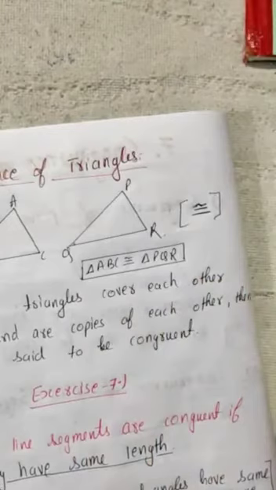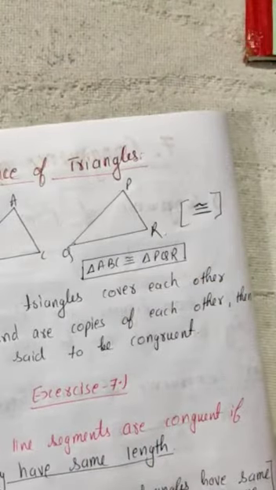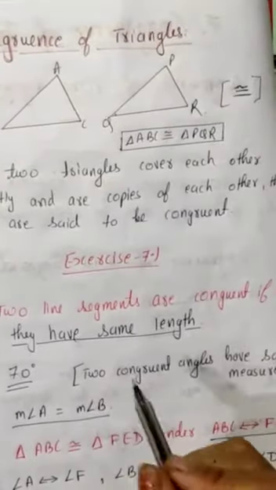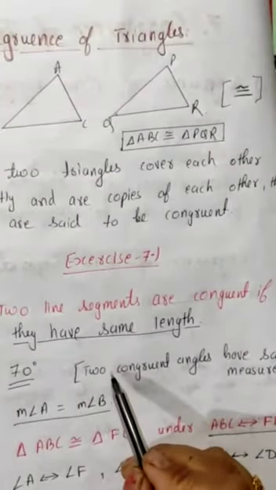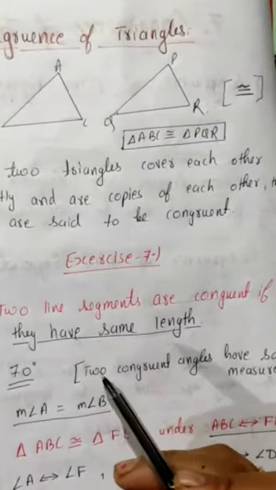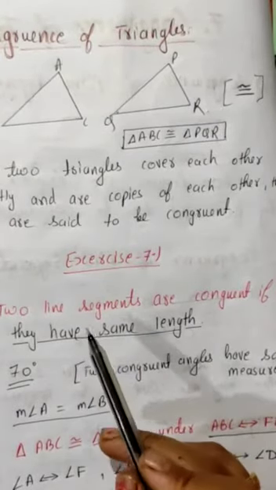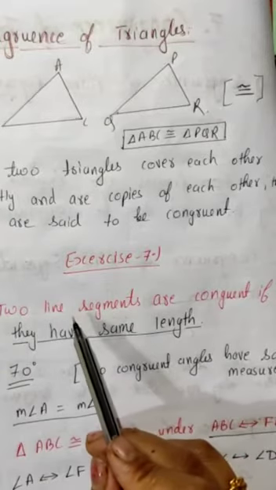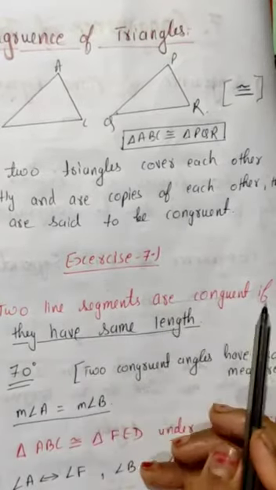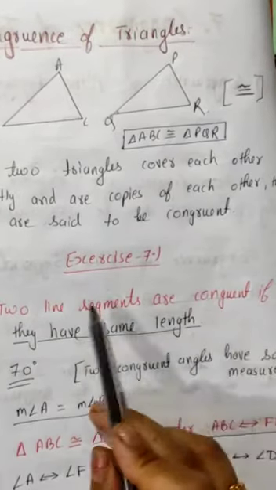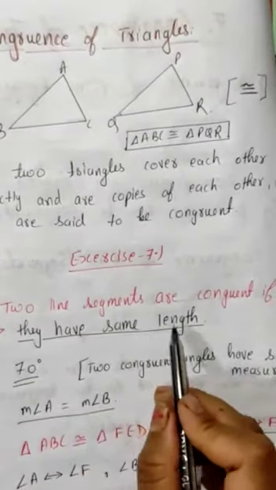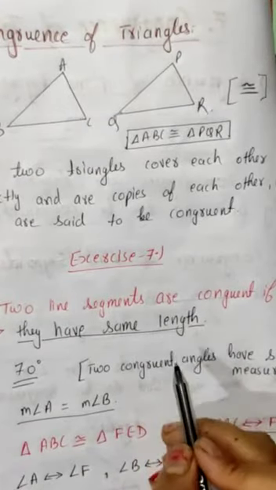Now we'll go through exercise 7.1. In exercise 7.1, the first question is fill in the blanks. So you have to fill the blanks. I'll just read, you can note down, you can go through it in your textbook. Complete the following statements. Two line segments are congruent if, this is the fill in the blank. So two line segments कब congruent होती हैं? When they have the same length. Okay, so this is the answer.